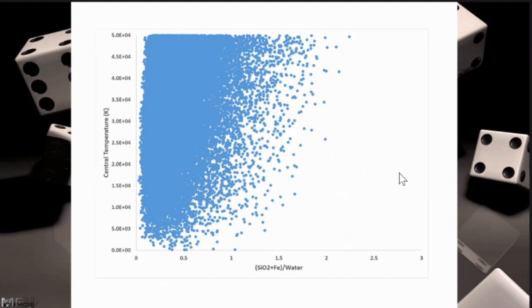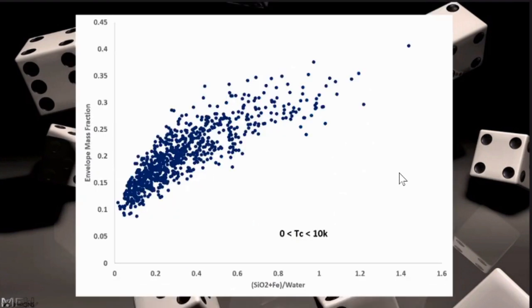In order to get the high rock to water ratio, you need higher central temperatures. And so you don't get 2 until you get up to central temperatures of 25,000 or so. And so that's sort of uncomfortably high, but not crazy high. And okay, and there you go. This is what these things look like.